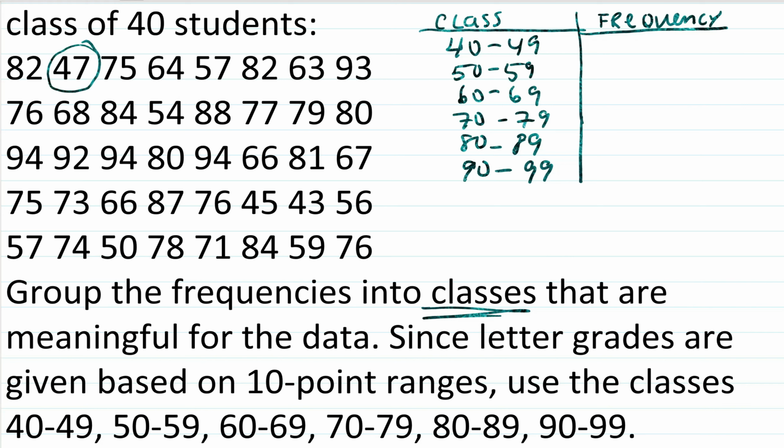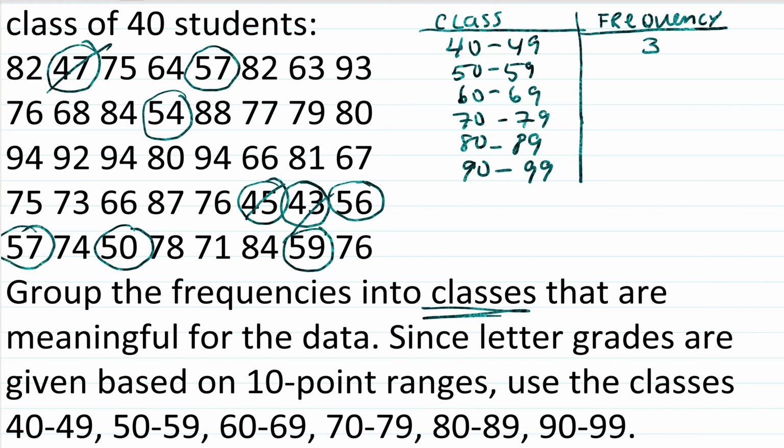And now you do the same thing for 50 to 59. So I'll go through each row. 57 is between 50 and 59. 54 is between 50 and 59. Let's see what else. 56 is between 50 and 59. 57. So that's 1, 2, 3, 4, 5, 6. So there's a frequency of 6.